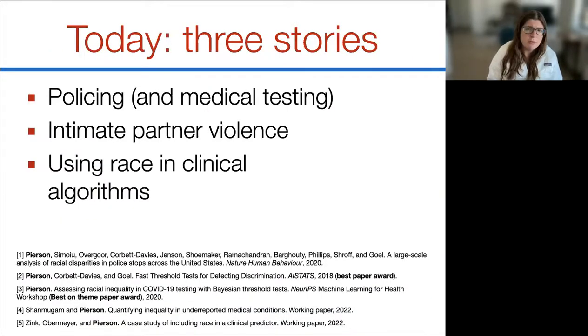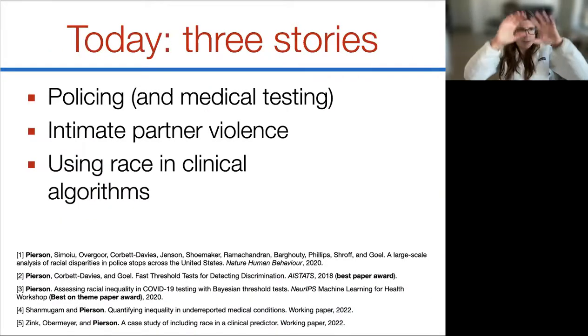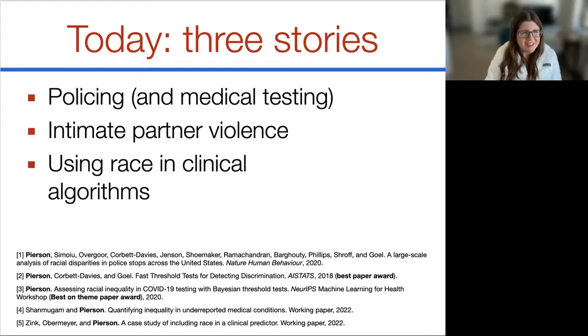Today, I'm going to be telling you three stories from this broad area. The first is about policing, and it turns out the math on medical testing is quite similar. So there are connections to both health equity and public health. Then I'll be talking about intimate partner violence. And then finally, I'll be talking about a hot button question in the clinical community right now, which is, when should we use race as a predictive feature in clinical algorithms?